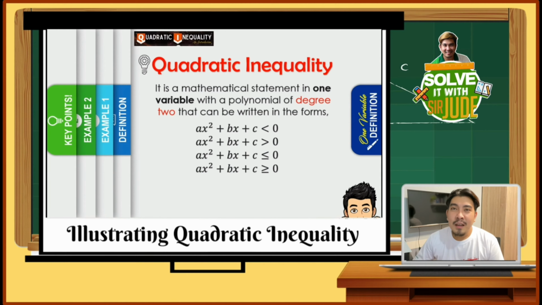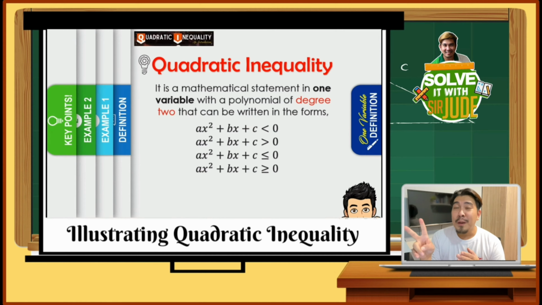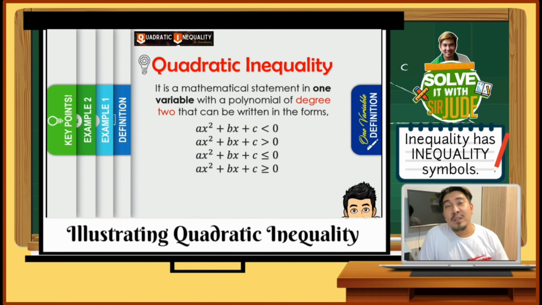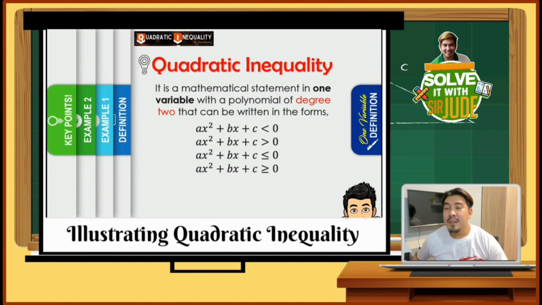So kung mapapansin natin, ano bang pinagkaiba niya sa quadratic equation? Kapag ka-quadratic equation, ang nakikita natin sa mathematical statement ay equal sign. Meron din siyang polynomial na ang highest exponent ay 2. Ang pinagkaiba nila, yung quadratic equation, equal sign. Pero kapag ka-quadratic inequality ang pinag-uusapan, we will be using, of course, the inequality symbols. What are those? Less than, greater than, less than or equal, or greater than or equal.